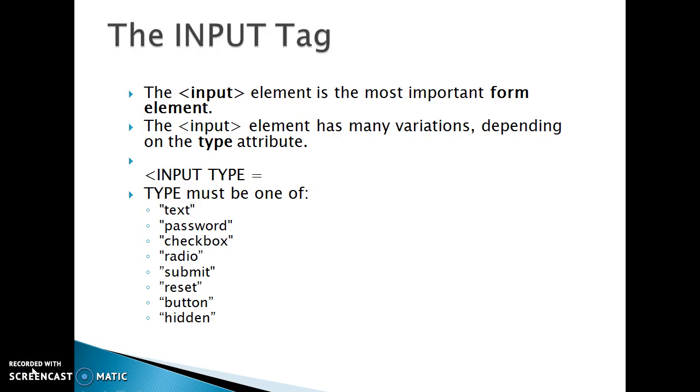To create a single line text control, use type equal to text. To create a password field, use type equal to password. To create a checkbox, use type equal to checkbox. To create a radio button, use type equal to radio. To create a submit button, use type equal to submit. To create a reset button, use type equal to reset. To create a general button, use type equal to button. And to create a hidden form field, use type equal to hidden.